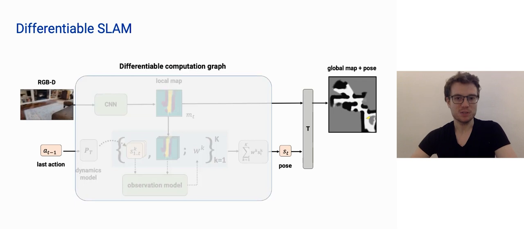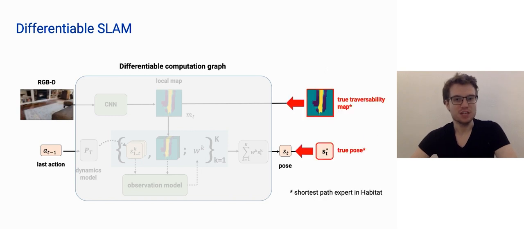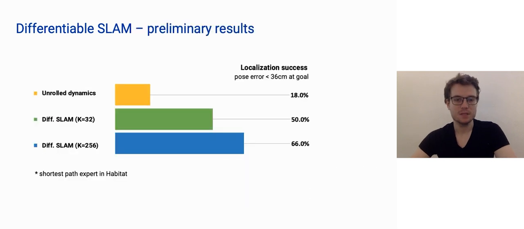The differentiable SLAM module on the high level is just a computation graph that encodes a particle SLAM algorithm and its learned models. We train it in a supervised manner to predict a correct robot pose and a traversability map, where a cell is free if the robot can move there without collisions. We trained a network with the shortest path trajectories from the Habitat simulator and evaluated based on the final pose estimation error at the goal.